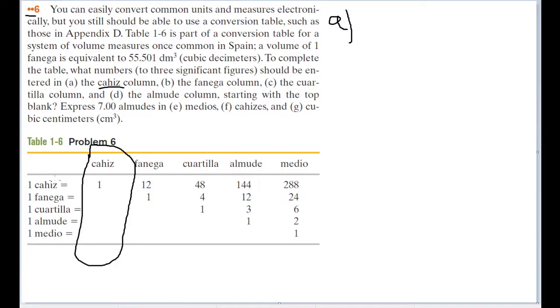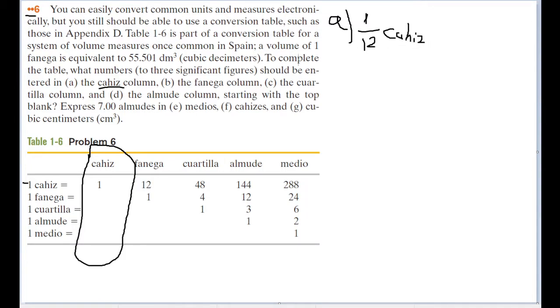And the information we're given is that if we look at the top row here, 1 cahiz is equal to 12 fanegas. So if we want to solve for the fanegas in terms of the cahiz, it's basically just flipped. If there are 12 fanegas in 1 cahiz, then 1 fanega is going to be a 12th of that. So 1 fanega then is going to be equal to a 12th of a cahiz.